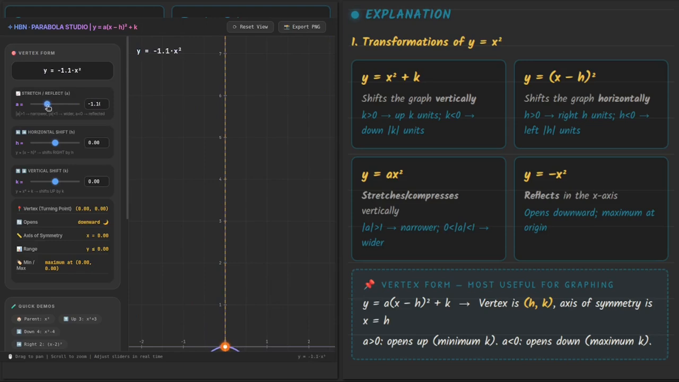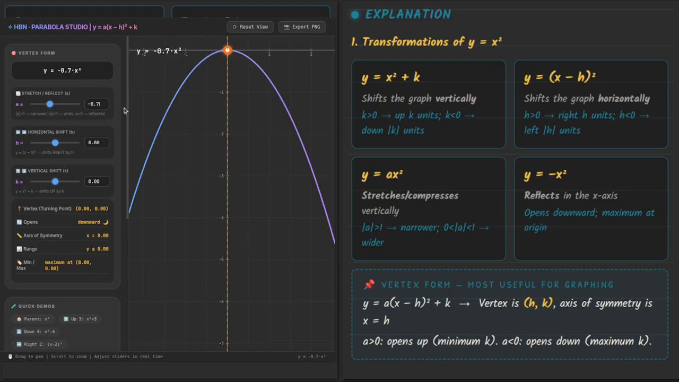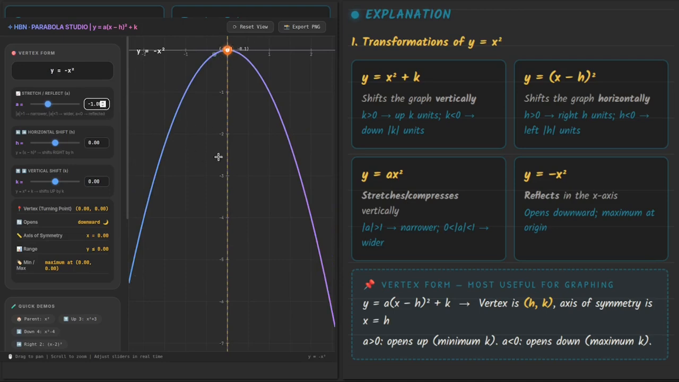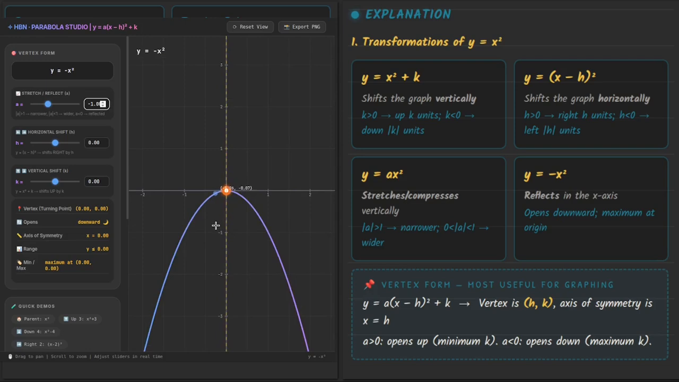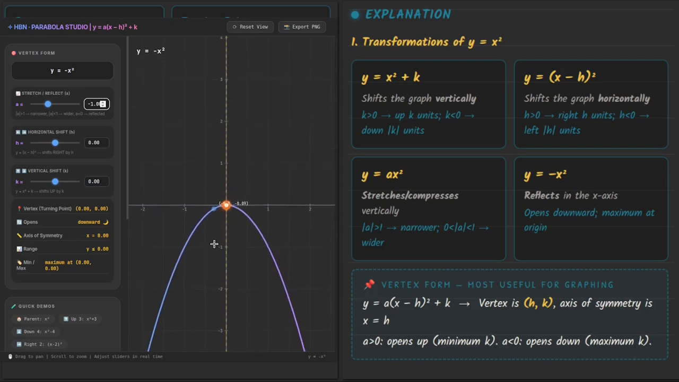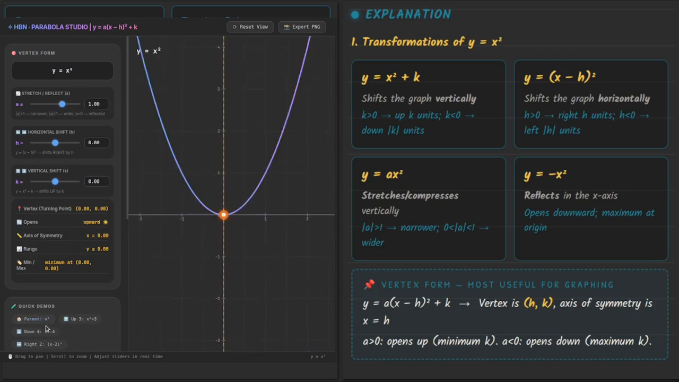So something like this, you see. So this is -0.5, -0.7. But I want a -1. So this is how it's going to be, you see, opposite to the parent function. So the parent function is actually this, you see. But then if we change it to negative, you see what happens. It gives us the opposite altogether.